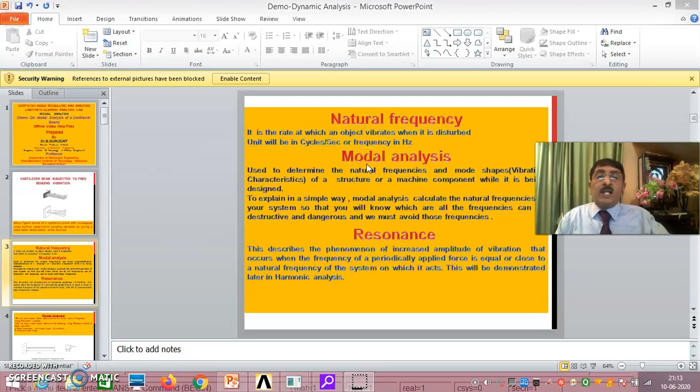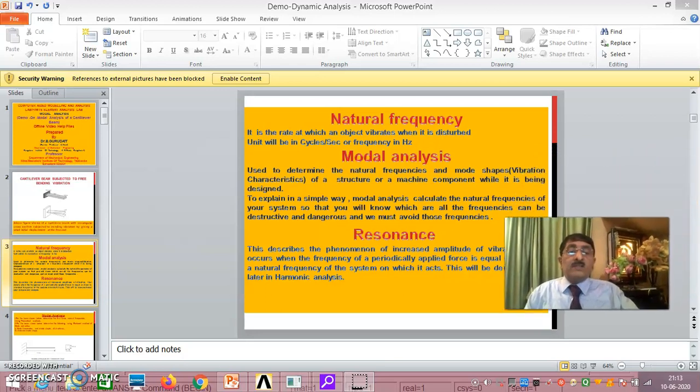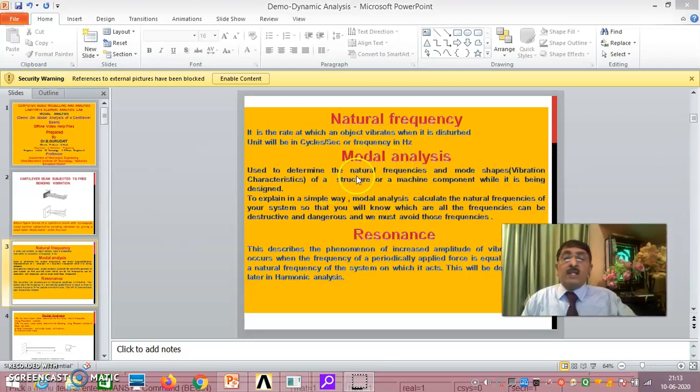I told you modal analysis is the first thing to be analyzed. Very important from the subject point of view. As a designer, you should know the basic concept of this modal analysis. See here, modal analysis is used to determine the natural frequencies and mode shapes, that is vibration. This is usually called the vibration characteristics of a structure or a machine component while it is being designed. This is mainly used to determine the natural frequencies and mode shapes.